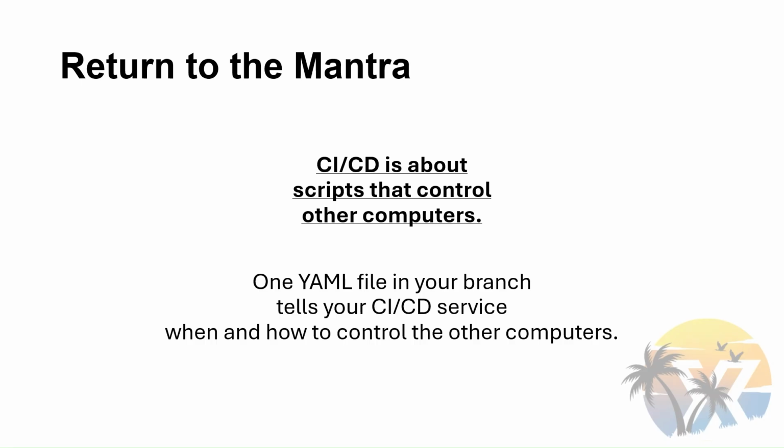All right, so let's return to our mantra. CI/CD is about scripts that control other computers. The one YAML file at the root of your branch is going to tell your CI/CD service when and how to control the other computers. So that one YAML file essentially contains all the code for your pipeline, and your pipeline is your chain of automated tasks. So the YAML file contains the chain of automated tasks that will be run as long as the correct condition or event is triggered.